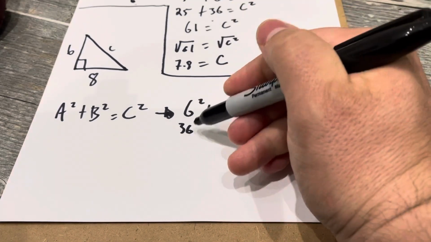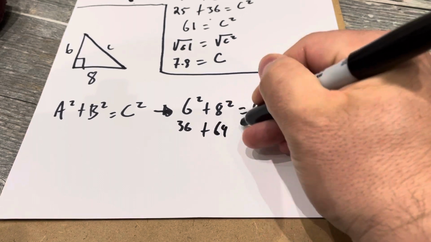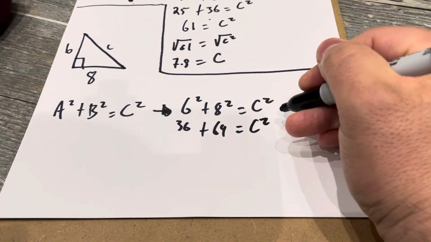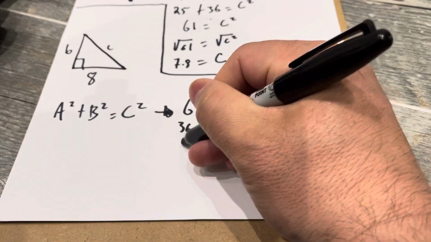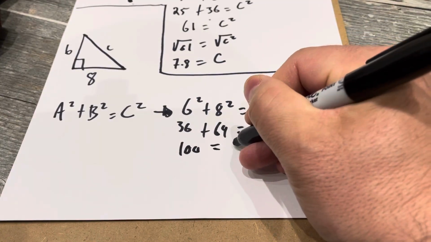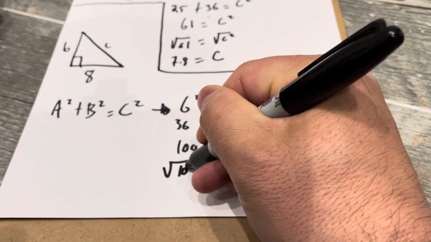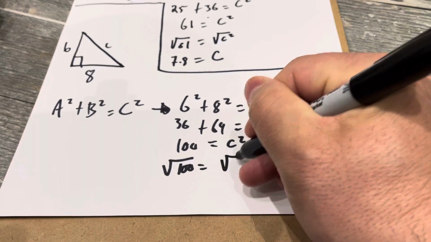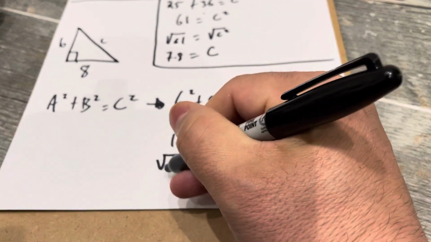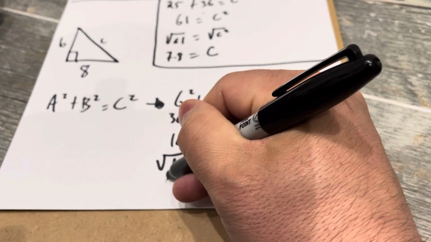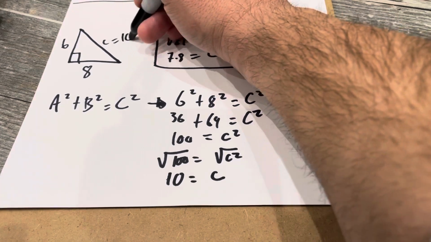So 6 squared is 6 times 6 is 36, plus 8 squared is 8 times 8, which is 64, is equal to c squared. Now, 36 plus 64 is going to give us a number of 100. So 100 is equal to c squared. And then if we take the square root of 100, it's going to give us the square root of c squared, which is going to be c. The square root of 100 is 10, because 10 times 10 equals 100. So 10 is equal to c. So our c side is equal to 10 over here.